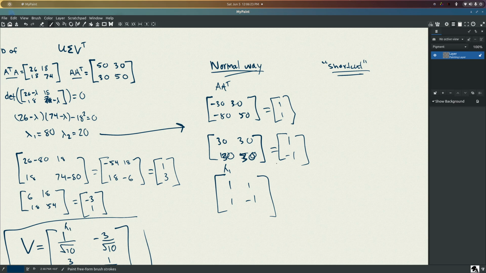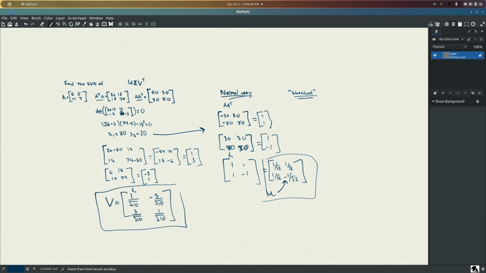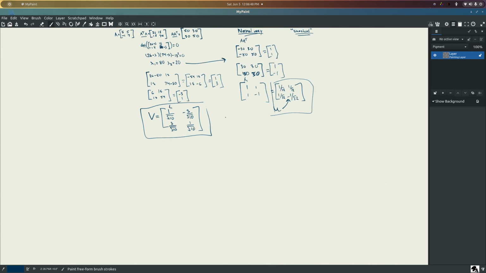Now we just normalize it. This turns into 1 over root 2, 1 over root 2, 1 over root 2, negative 1 over root 2. So this is our matrix U. Let's just box that. Now that we have our matrix U, we can go to our sigma, and then we'll be done with our SVD.